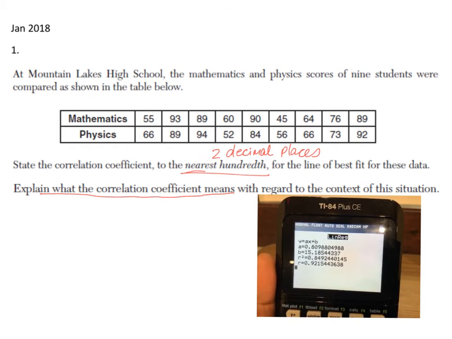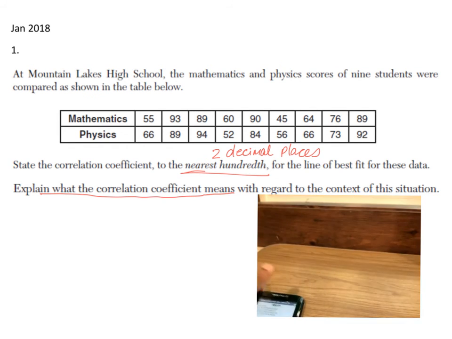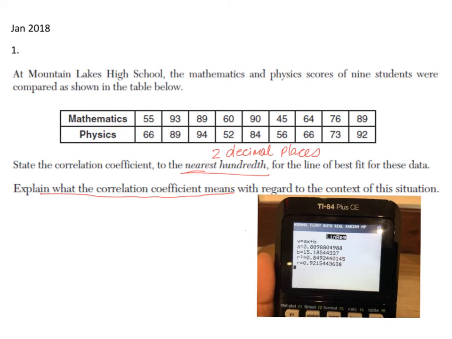We need R. So let's put in the value of R. So we need the value of R. We see that on the screen, 0.9215. We need it to the nearest hundredth, so we'll write R as 0.92, right? So that's our value for R.